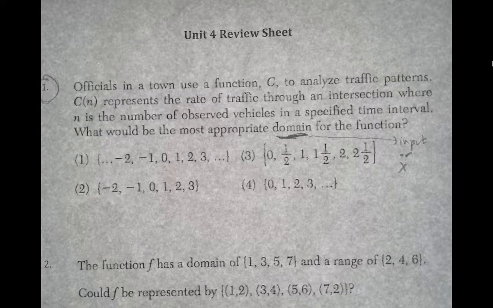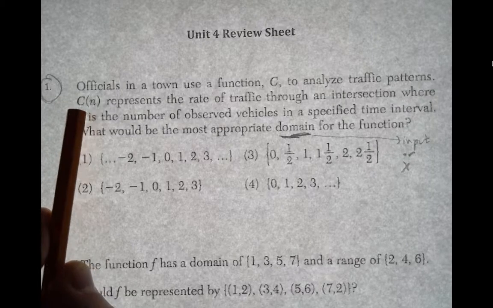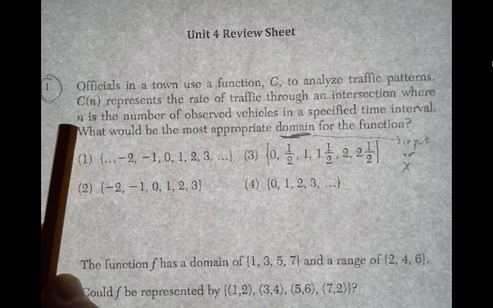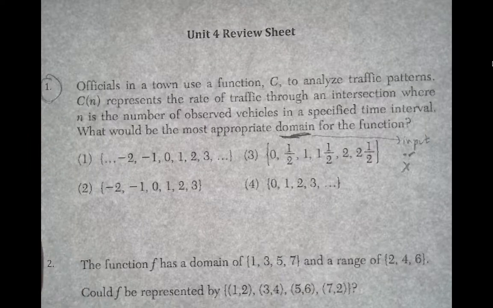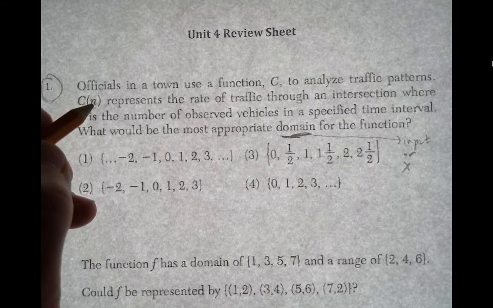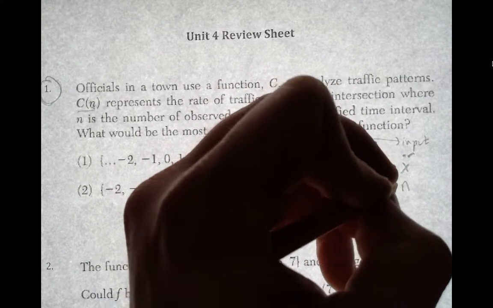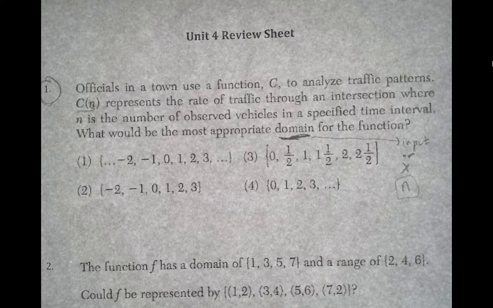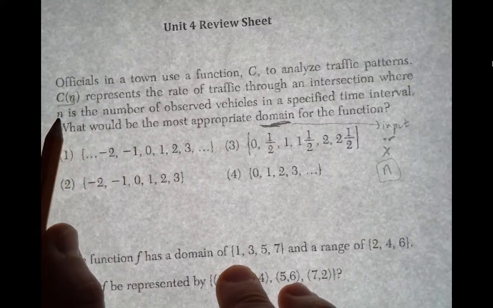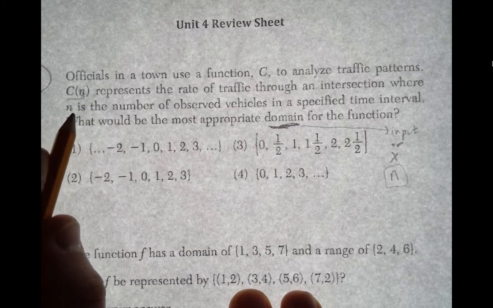And then they say we've got a function c to analyze traffic patterns represented by c of n, and c of n represents the rate of traffic, where n is the number of observed vehicles. Well, I know that when I see function notation like this, n is my input. So in this case, input or x, we're going to be looking at the variable n and see what could be a possible set of those, because that's going to be my domain. So n is the number of vehicles.